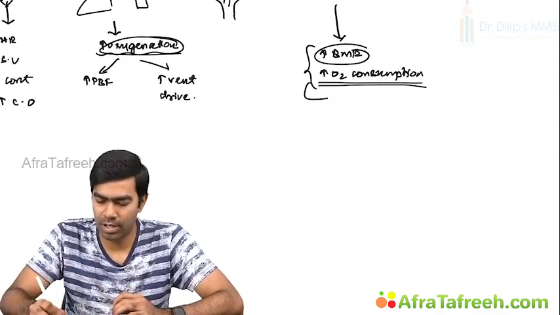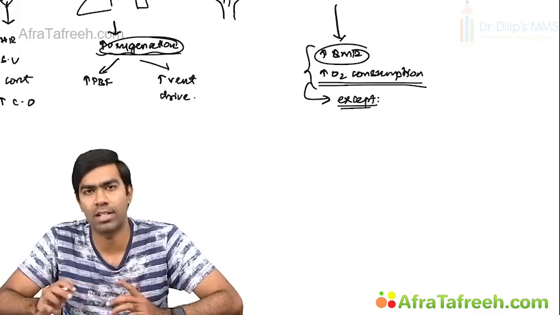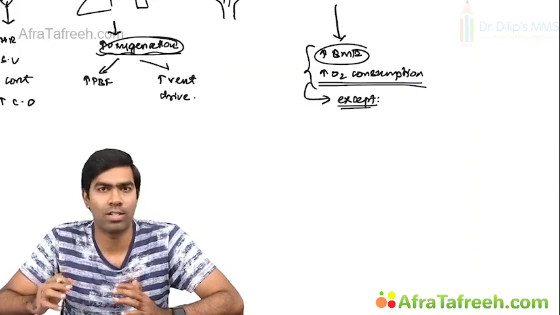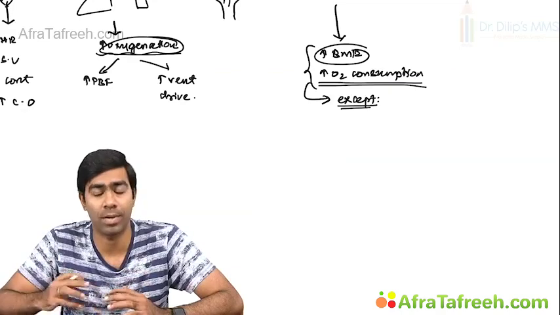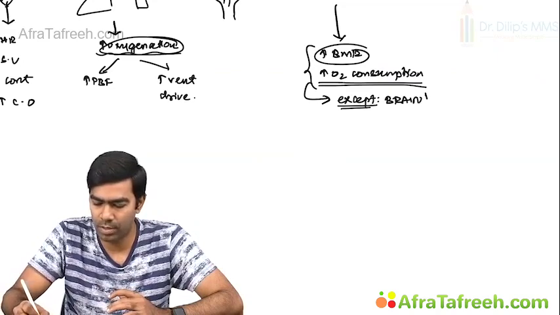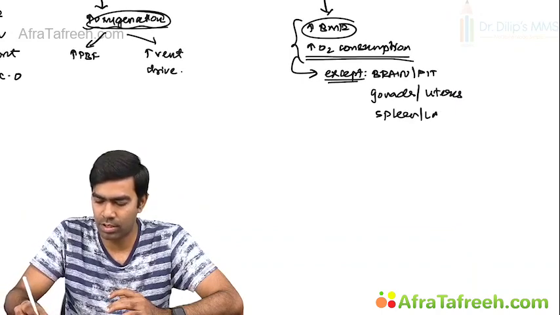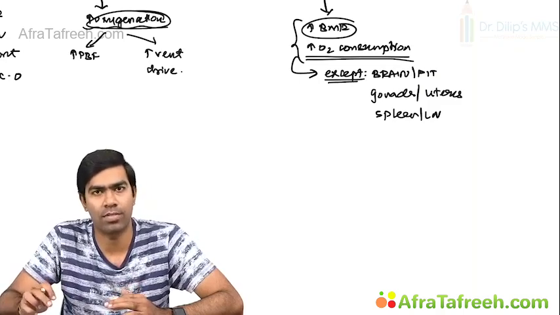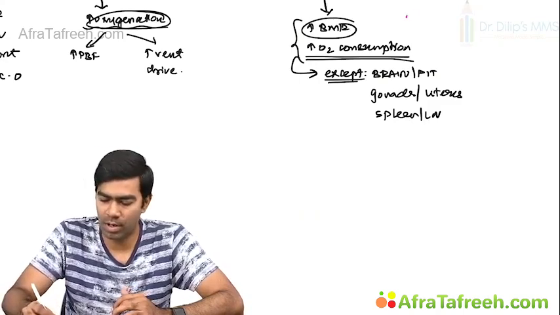Remember, this excessive BMR and excessive oxygenation will happen in almost every single organ in the body, but there are certain exceptions. These organs are not susceptible to the effects of thyroxine causing increased oxygen consumption. What are these organs? Obviously, it's the brain and the pituitary, and the gonads like testis and ovary and uterus, and the lymph nodes and the spleen. So these organs are actually not susceptible to the thyroxine effects of increasing oxygen consumption.